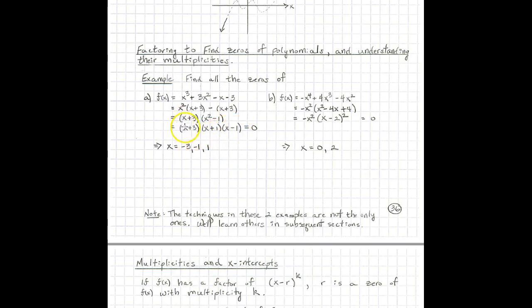So the zeros here, when I set the function equal to 0, the zeros are x equals -3, -1, and 1, right? So that each one of these terms equal to 0. X plus 3 equals 0 means that x has to be -3, etc.